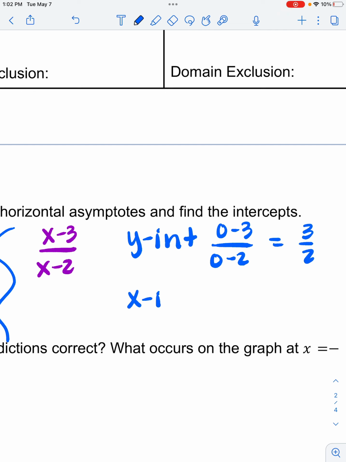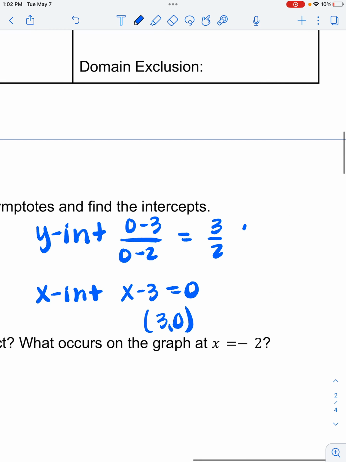The x-intercept, remember it's just the numerator set equal to 0. Because if you were to multiply the denominator by 0 on the other side, it would just make a 0. So my x-intercept is going to be 3. So 3, 0 for my x-intercept, and 0, 3/2 for my y-intercept.